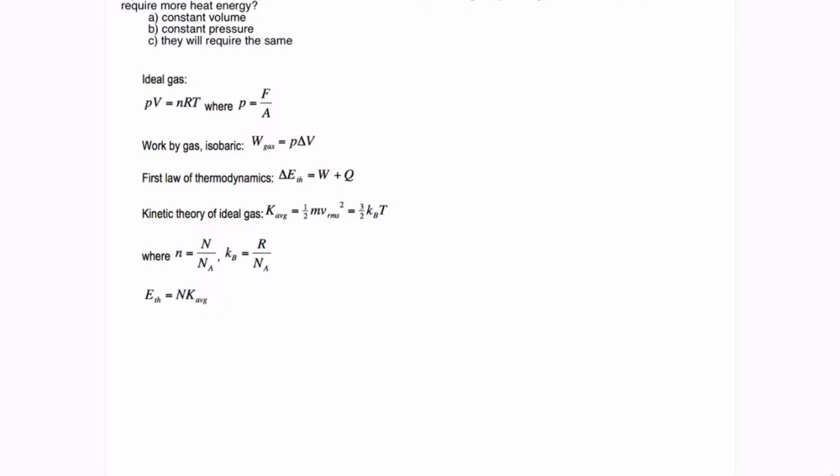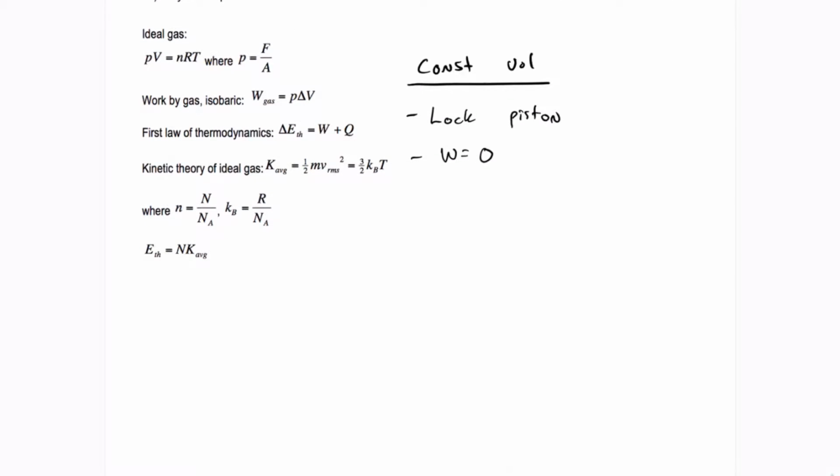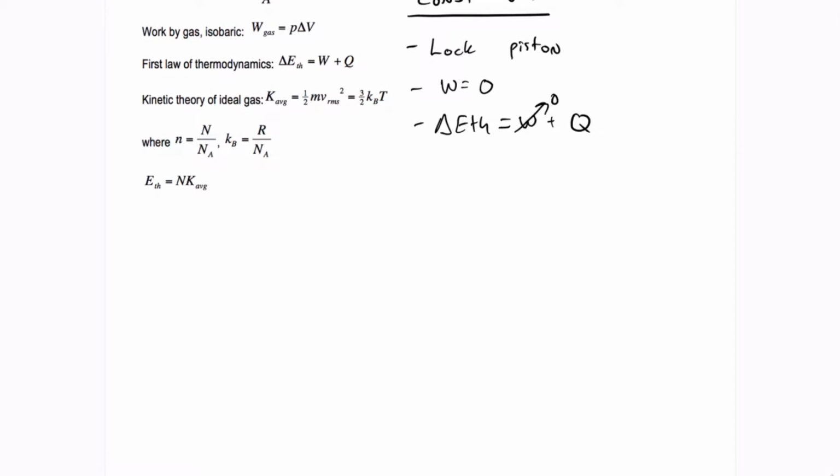So let's look at the constant volume process first. We should review that we can accomplish this by locking the piston. So there will be no displacement of the piston, and therefore work will equal 0. So in the first law equation, delta E_th will just equal Q, because, like we just said, W is equal to 0.